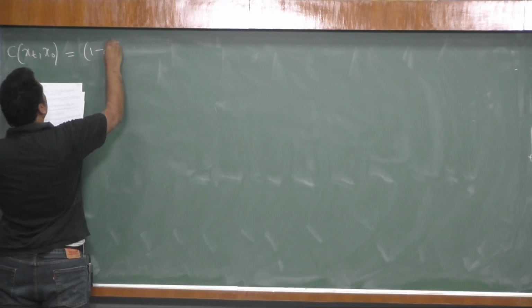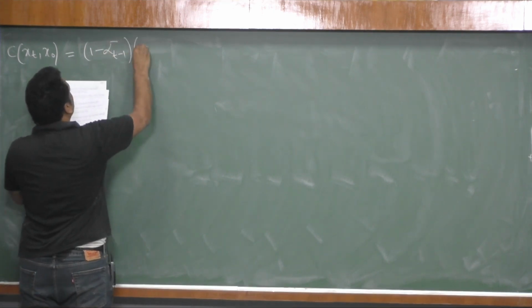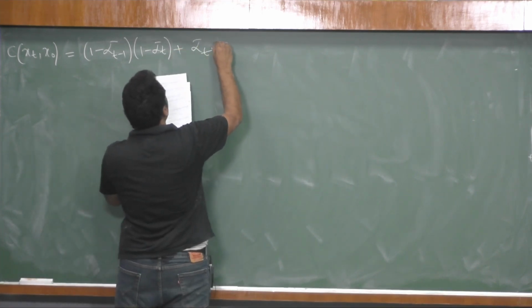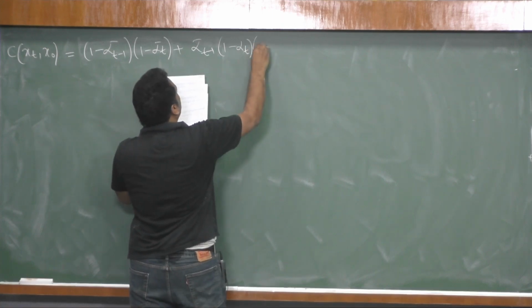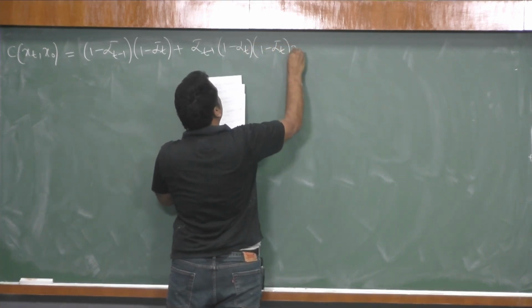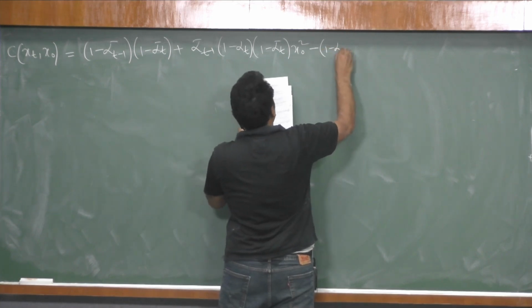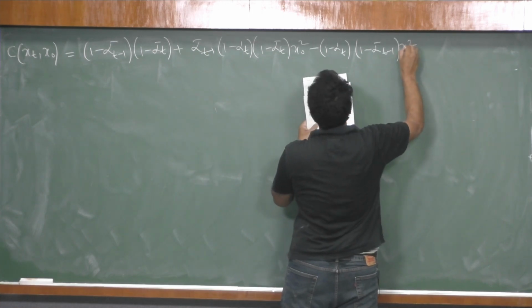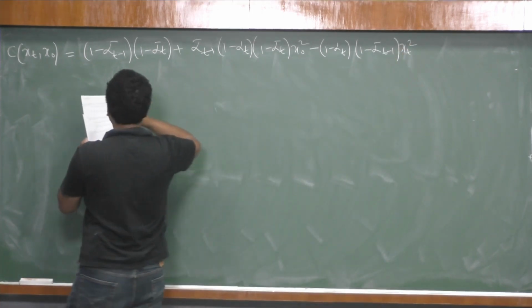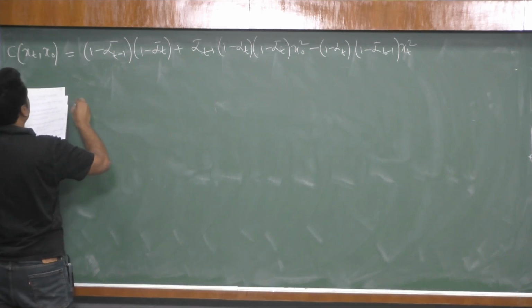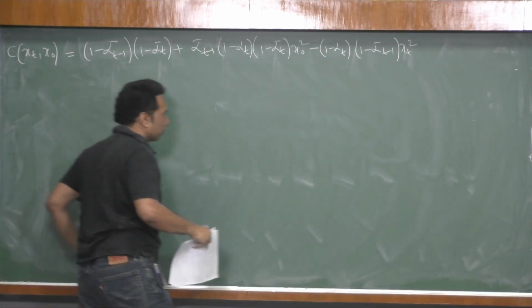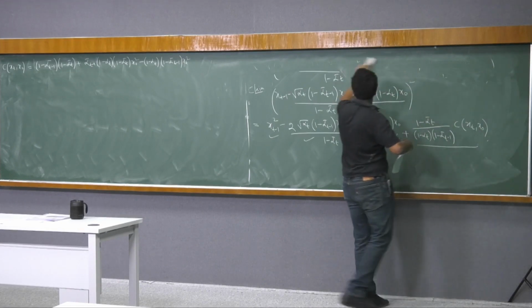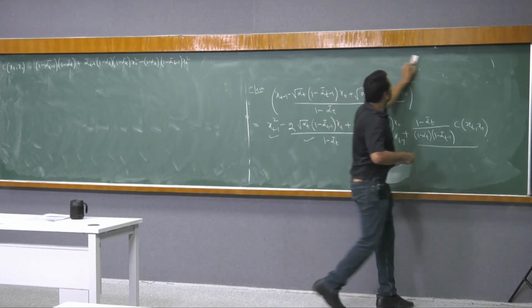1 minus alpha bar t minus 1, 1 minus alpha bar t, plus alpha bar t minus 1, minus alpha t, 1 minus alpha bar t x naught square, minus 1 minus alpha t, 1 minus alpha bar t minus 1 xt squared, and then we have, so we will use this as well, I think. Okay, so for the moment, yeah, I have to complete this calculation today.